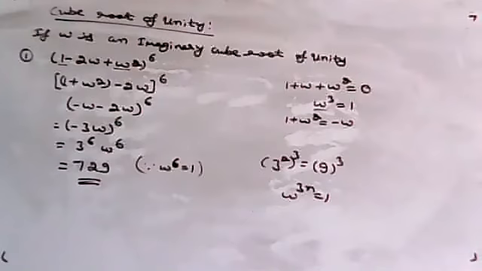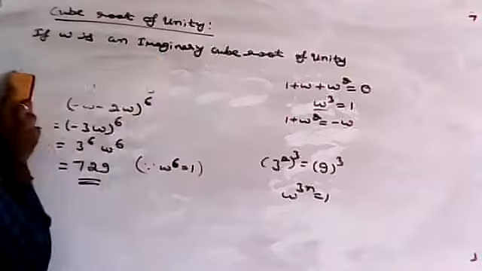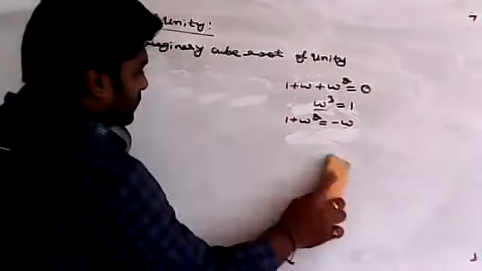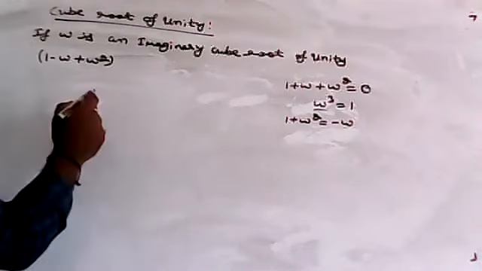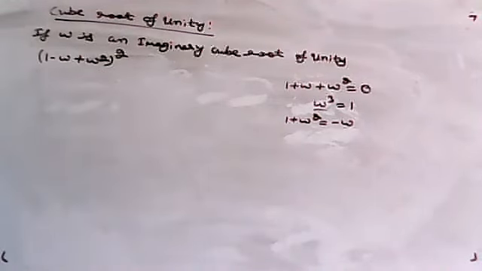Clear? So we'll move on to the next problem. The second one, that is (1 minus omega plus omega square) to the power of 2. Now tell me how we are going to move on to this one. 1 minus omega plus omega squared, the whole square. How do you have to solve this one?